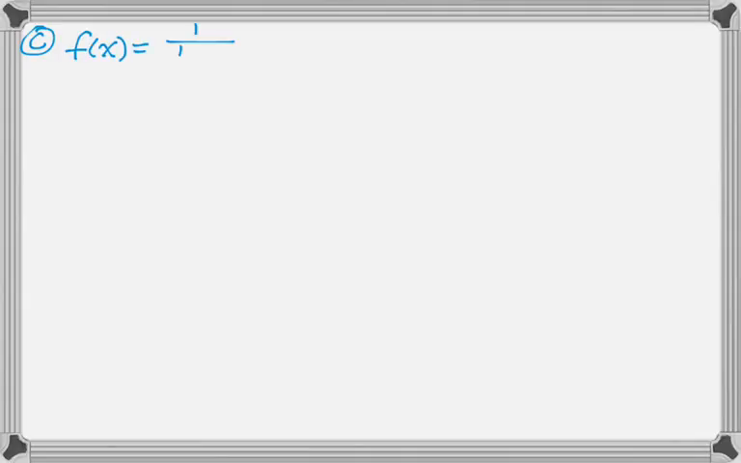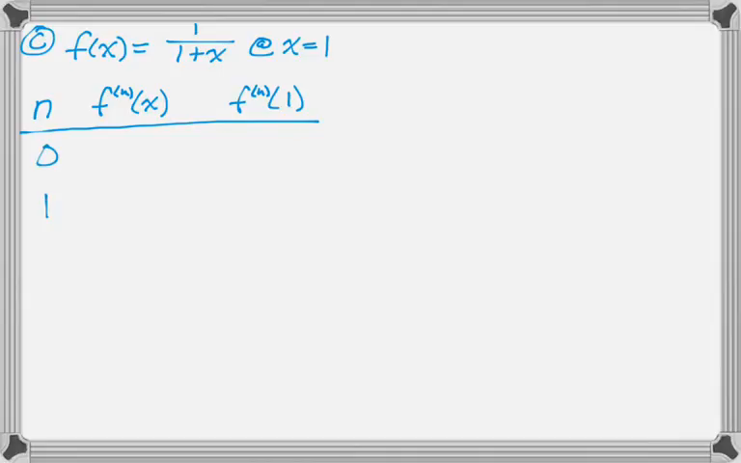So f of x is 1 over 1 plus x. This time we're going to center it at 1. So it's essentially the problem that we did in A, except now it's centered at 1. So we make our table. We're going to have to find the derivatives. It's convenient, again, to use negative exponents.